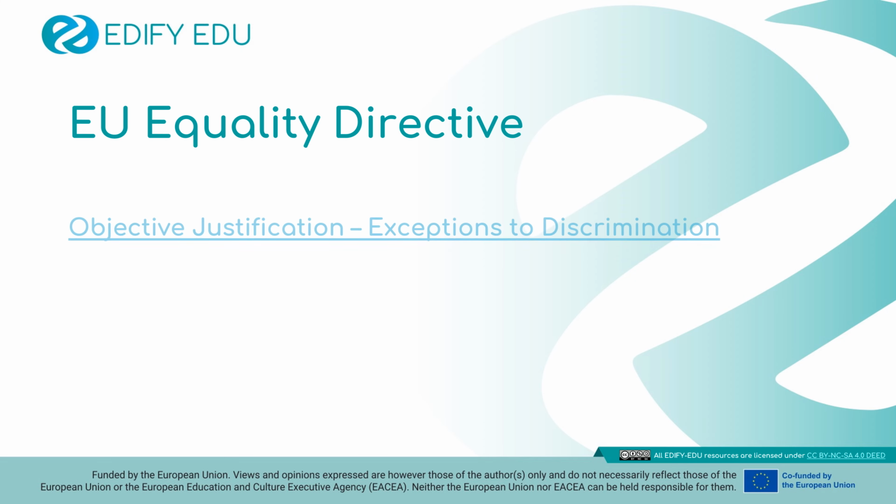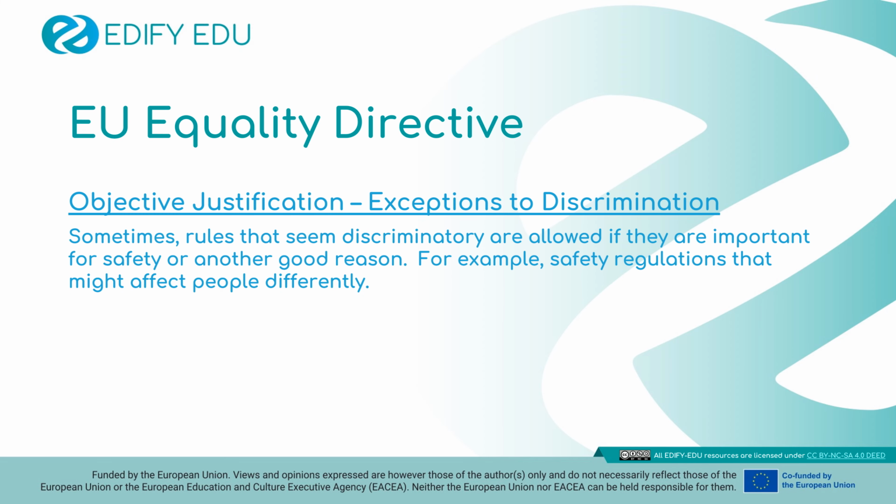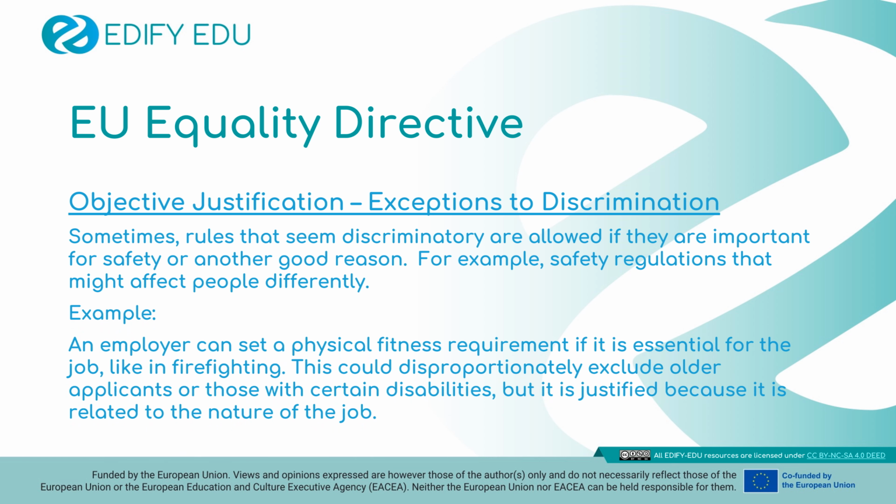Objective justification, exceptions to discrimination. Sometimes, rules that seem discriminatory are allowed if they are important for safety or another good reason. For example, safety regulations that might affect people differently. For example, an employer can set a physical fitness requirement if it is essential for the job, like in firefighting. This could disproportionately exclude older applicants or those with certain disabilities, but it is justified because it is related to the nature of the job.